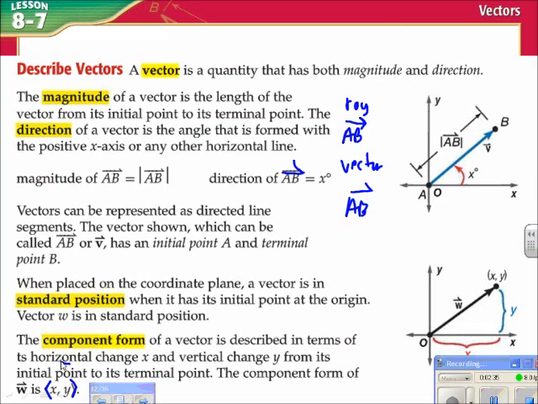You should notice that horizontal change in x and vertical change in y should sound very familiar. That sure sounds like slope. So it's like rise and run. It's your rise and your run from the beginning of the vector to the end of the vector. But we don't write it as a ratio like we do for slope, rise over run. We write it as an ordered pair: horizontal change, comma, vertical change.